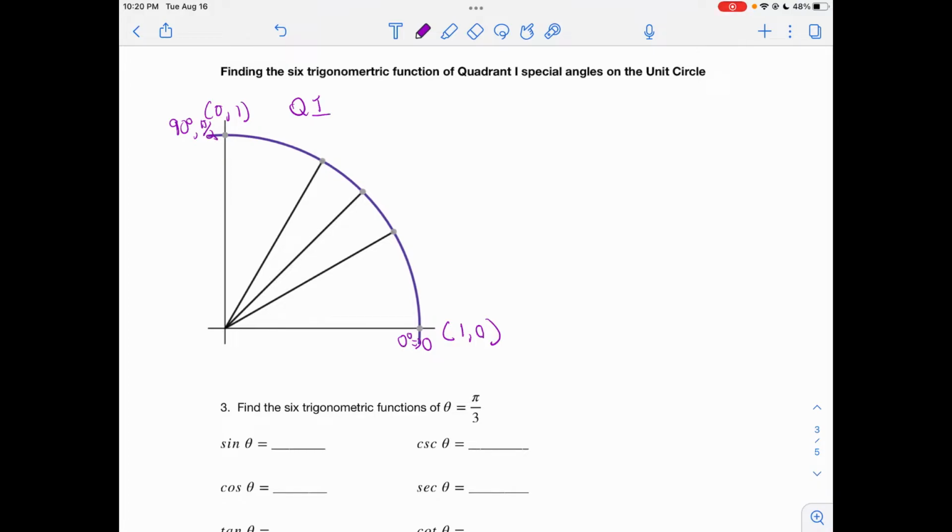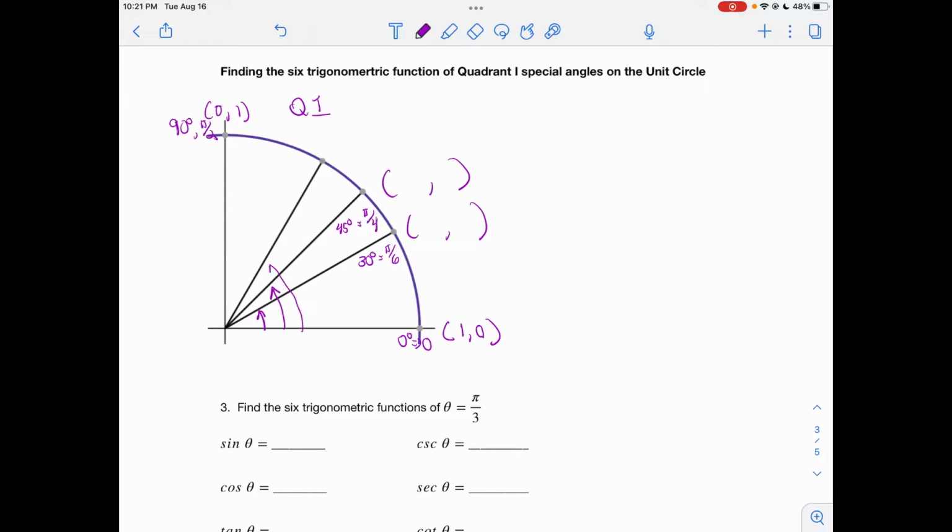All right, so the next special angles are coming from the two special right triangles, the 30, 60, 90 and the 45, 45, 90. So we have an angle that is 30 degrees or pi over 6. It has a corresponding special ordered pair. Or we have the angle that is 45 degrees or pi over 4.